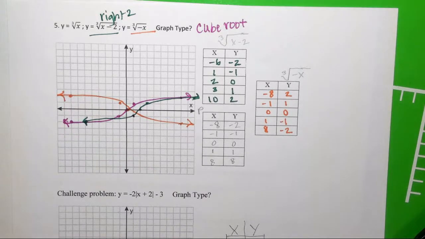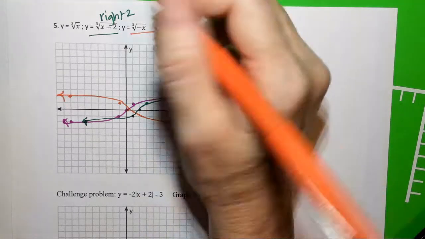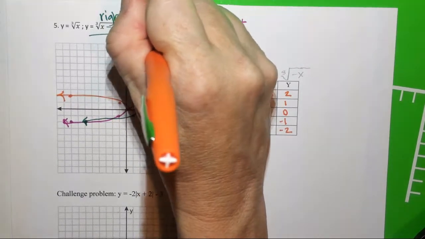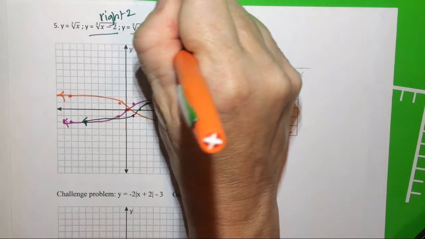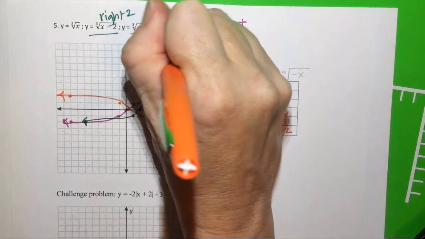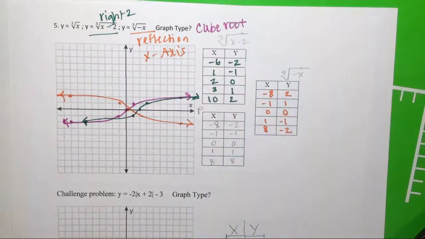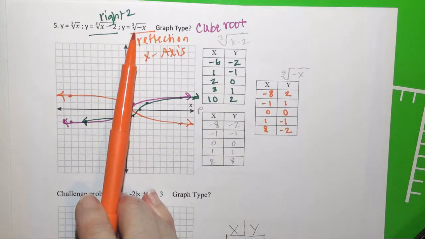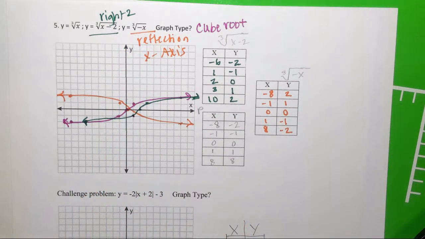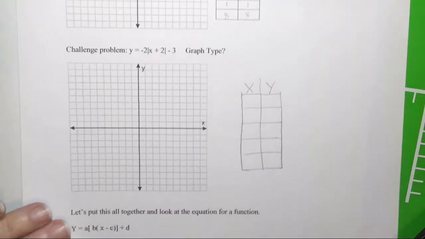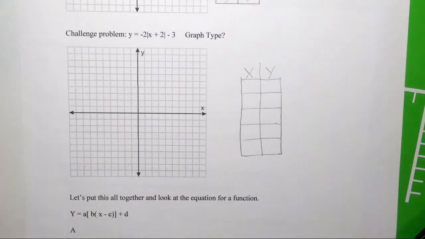So what happened to your function? There was no shifting. All that happened was a reflection of the x-axis. And what caused that? Indeed, that was our negative sign underneath the cube root. Good job. Alright, so let's step it up. I think you're ready. Let's look at a challenge problem.